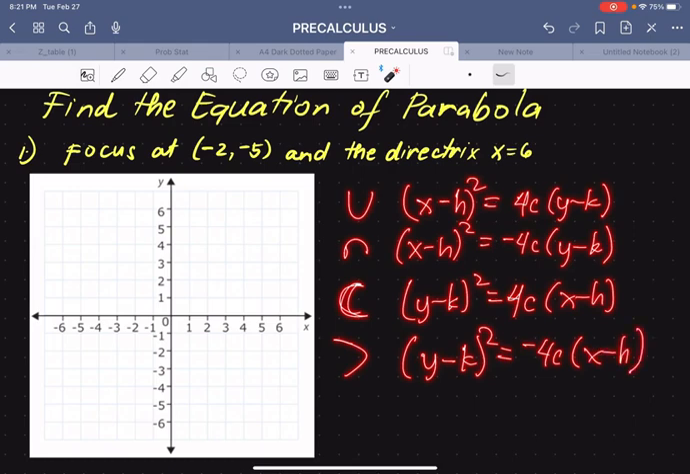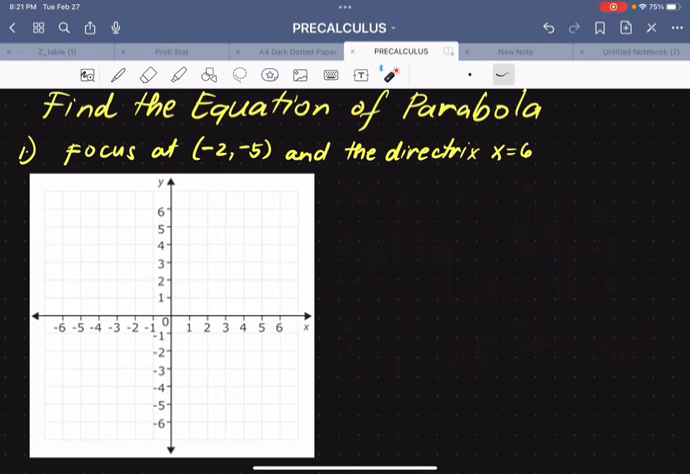So we're going to use these formulas in finding the equation of the parabola. Always determine the opening of the parabola, the vertex, and the value of c or the focal length, because we're going to use these to find the equation. We need to determine the opening so that we know the appropriate formula we're going to use.